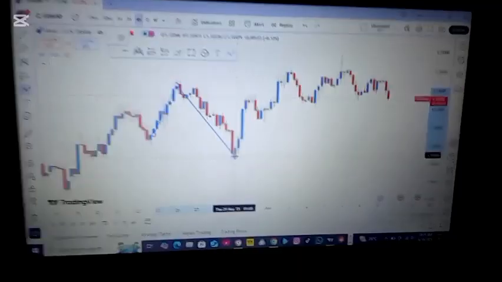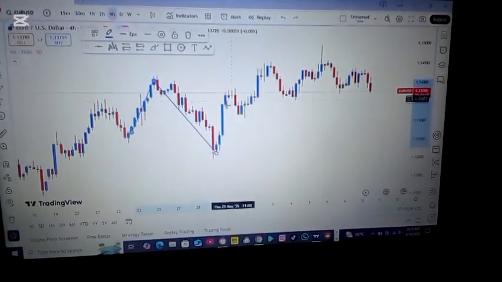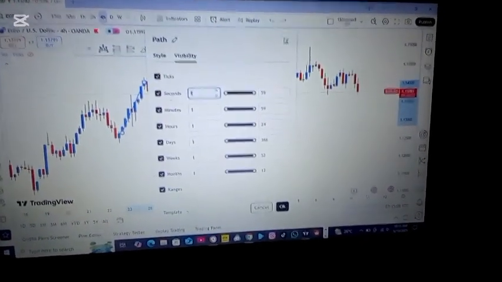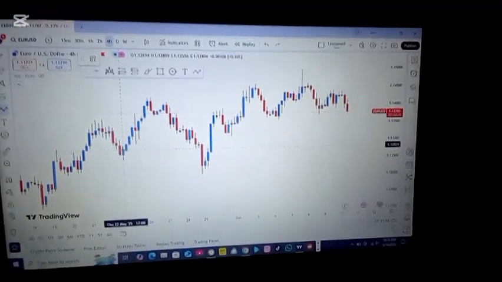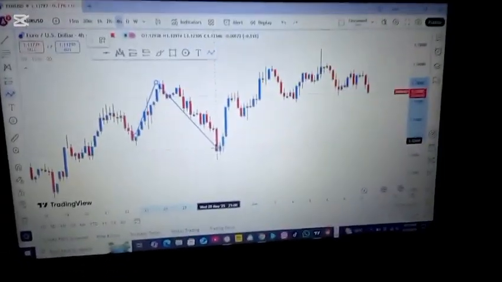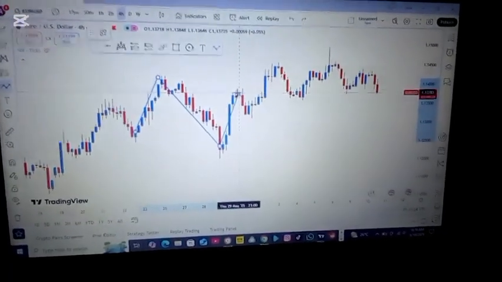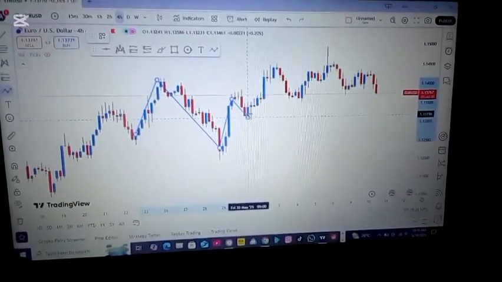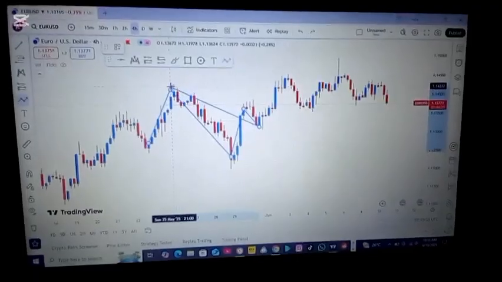So right now here the market is currently bearish, right? So it has formed another lower high, low. Then you have noticed that this high has taken out this previous high, right?